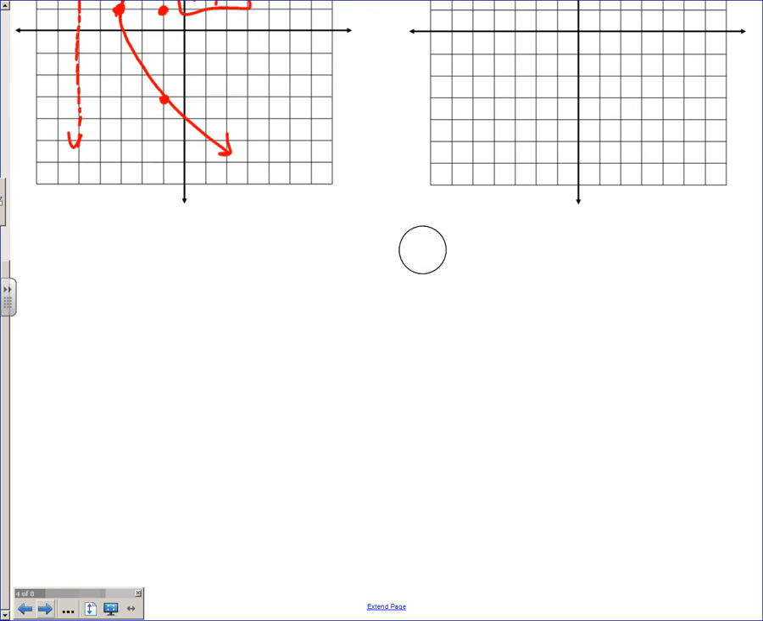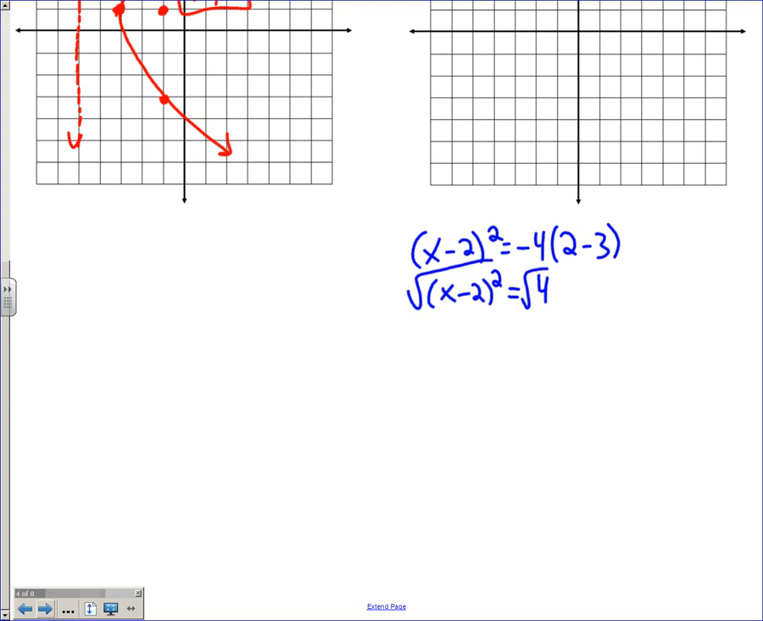If we're plugging in y equals 2, we get (x minus 2) squared minus 4 equals -4 times (2 minus 3). On the right-hand side, I get +4. On the left-hand side, I still have (x minus 2) squared. So taking a square root gives me x minus 2 equals plus or minus 2. So x equals 2 plus or minus 2. That gives me 2 different x values, which is good. I'm going to get 4 and 0.